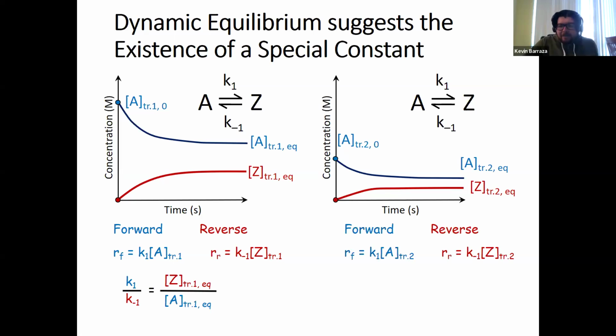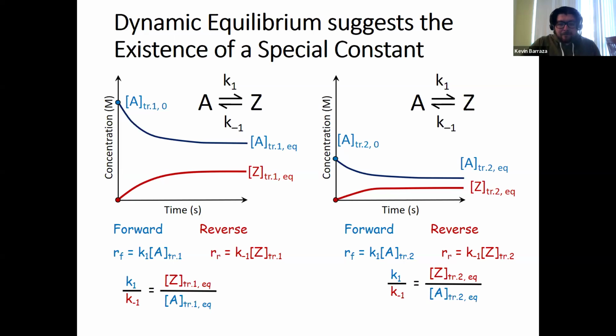So you might think, wouldn't we start the same way? Regardless of the concentration, we're going to start by using up A pretty quickly, and then it's going to start making Z, causing the reverse reaction to speed up. And wouldn't that mean the rates end up being equal to each other? And then the rearrangement would look something like this again. It turns out that that is true.